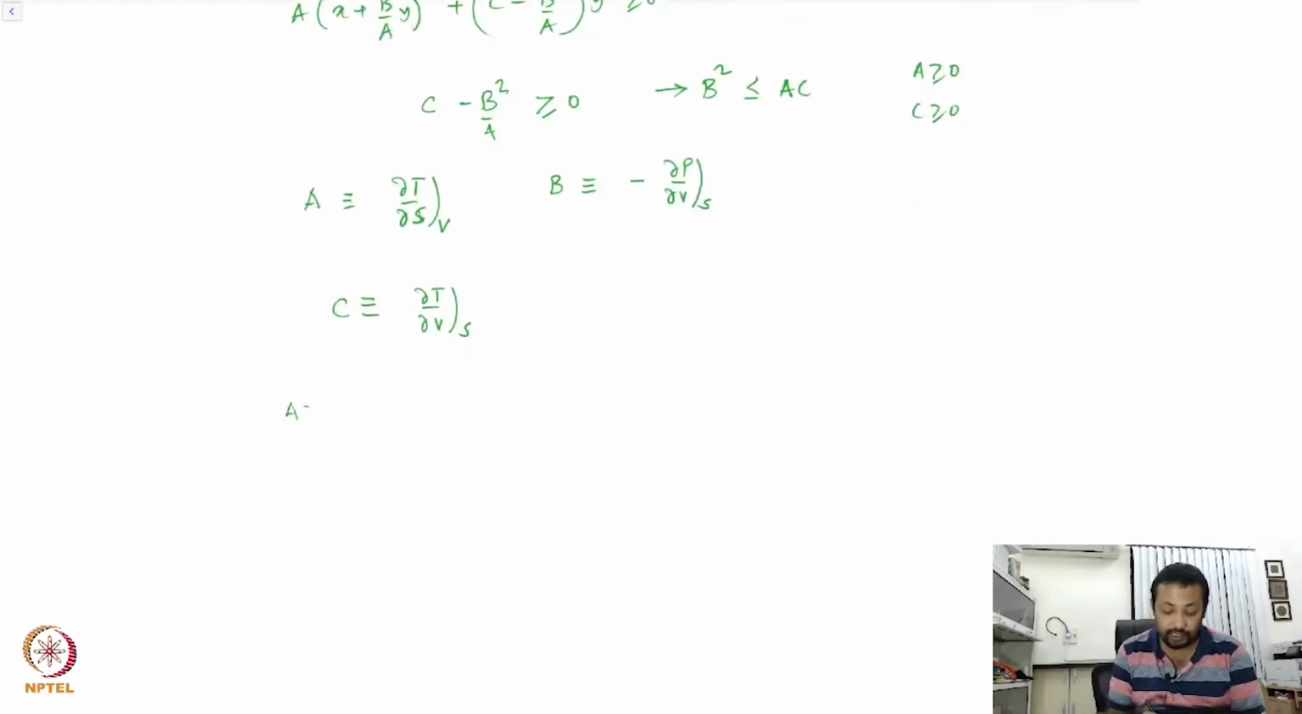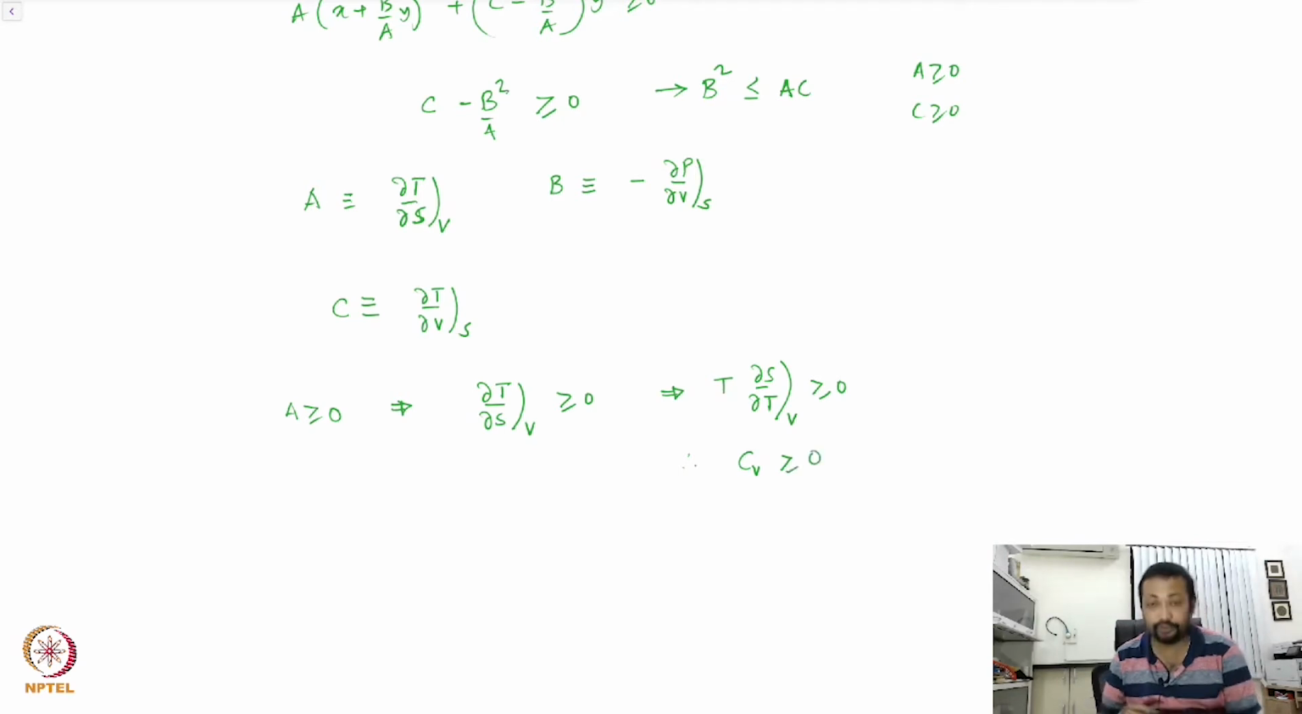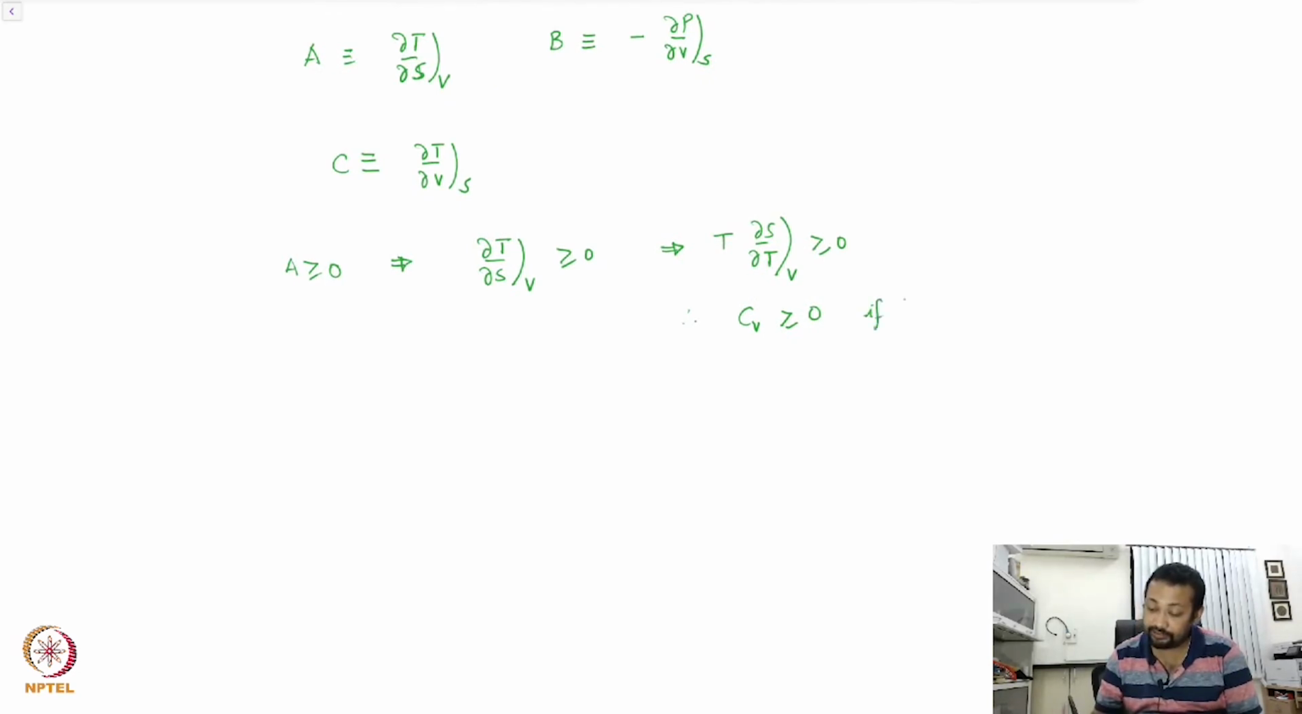So a greater than or equal to 0 implies that ∂T/∂S at constant volume is greater than 0, which in turn implies that (∂S/∂T) times T at constant volume must be greater than or equal to 0. And therefore, you immediately conclude that the specific heat at constant volume must be positive, which essentially means that if temperature is raised, energy must increase.